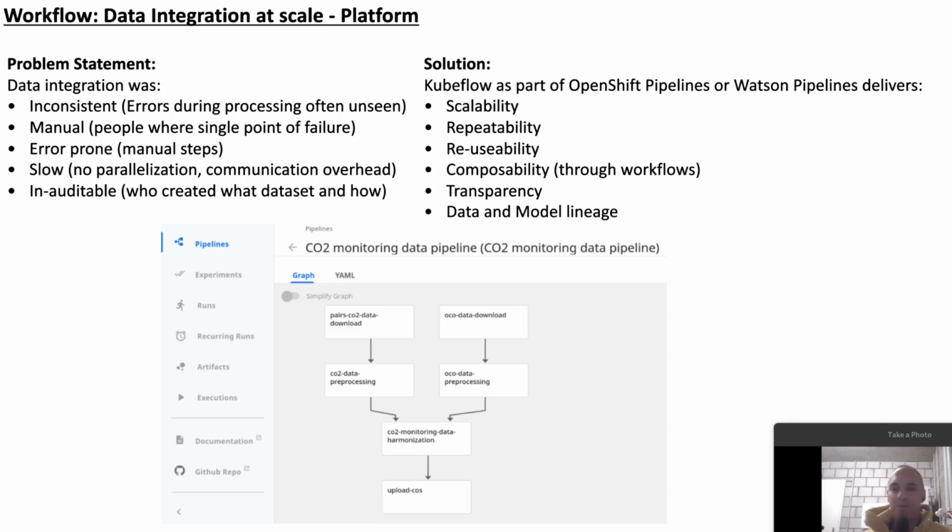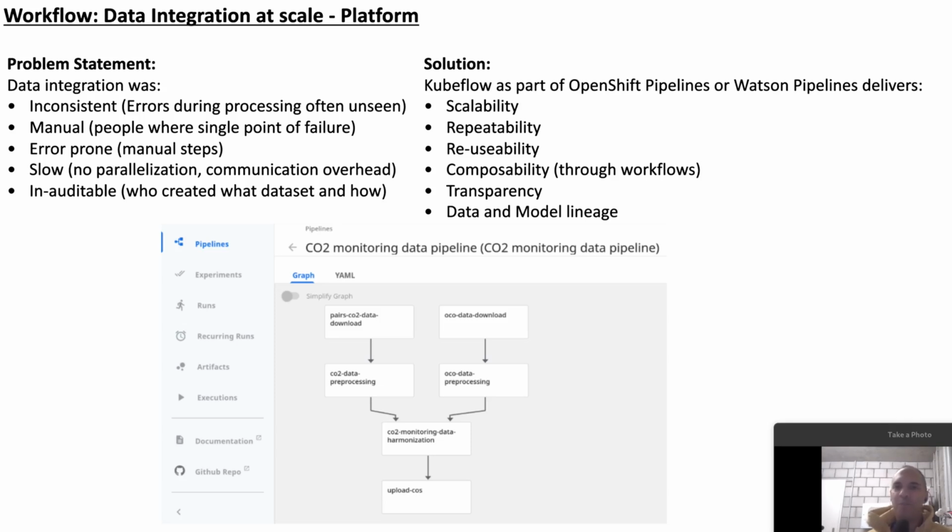Manual steps are of course error prone, and also it was slow because maybe the guy was not available, or then there was a time zone difference and so on. And also it was hard to actually track who did what to actually reconstruct the data processing pipeline in case needed. So our solution is relatively simple but straightforward.